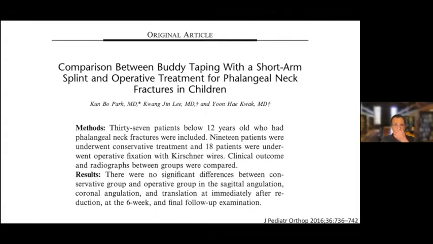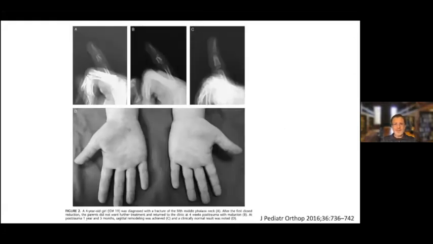So here's an early study, 2016, a comparison between buddy taping with a short arm splint and operative treatment of displaced phalangeal neck fractures in children. Well, look at this, 37 patients under 12 years of age, right? And here's what they look like. You can see in A, B, and C that the fracture was not well reduced, but over time remodeled. I'd be hard pressed to tell you that that picture in C was ever fractured, and the result was full range of motion.